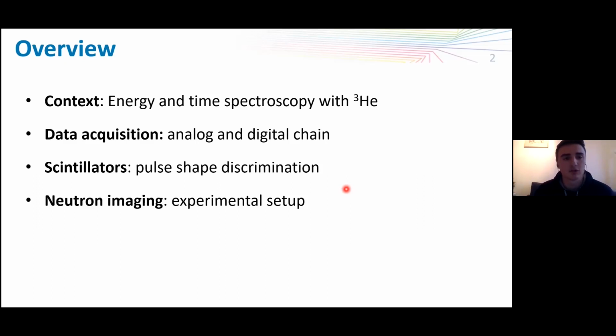Then in the second part of the seminar, I will present some other neutron detectors, scintillators in particular, and to see how the digital chain can be exploited to analyze the pulse shape coming from the scintillators, and also to see how scintillators are a crucial part of the experimental setup that makes up for neutron imaging devices.